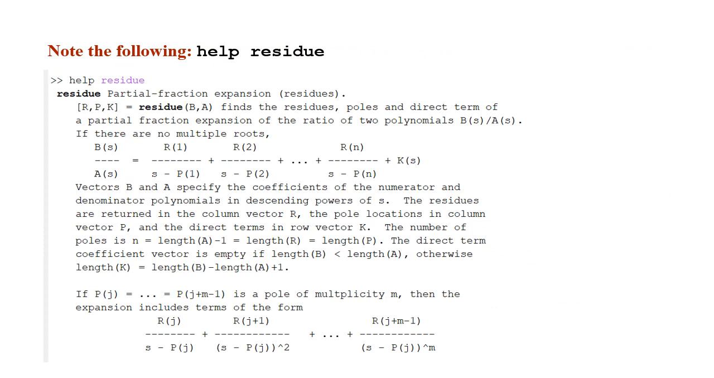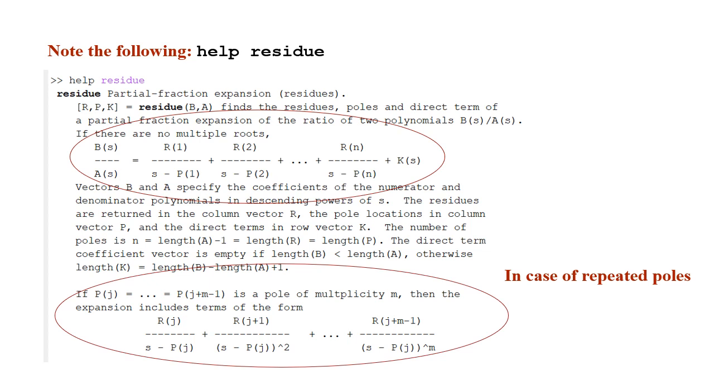What you see here now is the output in the command window. If you type help residue, there's 2 things I want to highlight here. First is how to rewrite the partial fraction decomposition of any given transfer function with the help of the residue function. And next, how to write the partial fraction decomposition in case of having repeated poles.